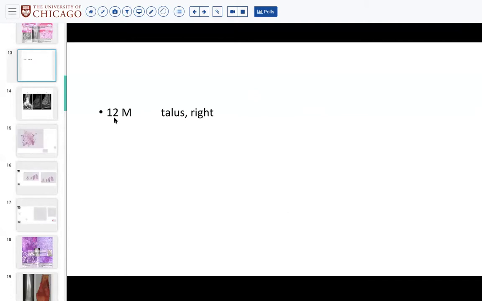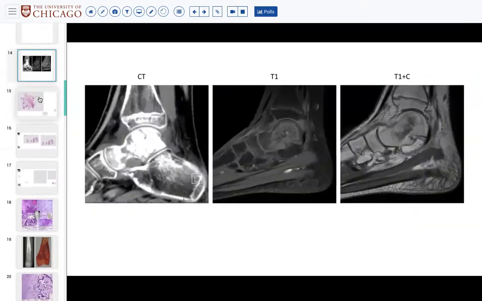All right, 12-year-old male has a lesion in the right talus. All right, so the X-ray here is not quite the best. It's actually a cut-through CT. So I chose a cut-through CT here.